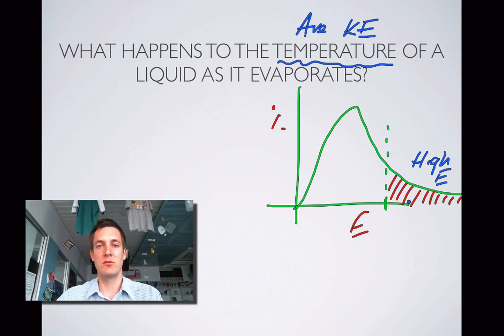This is really important to your body, because every time you sweat, you've released particles of all energies, but the ones with high energies will evaporate and they'll leave behind lower energy ones. So the sweat that is on the surface of your skin will gradually drop in temperature and cool your body down.